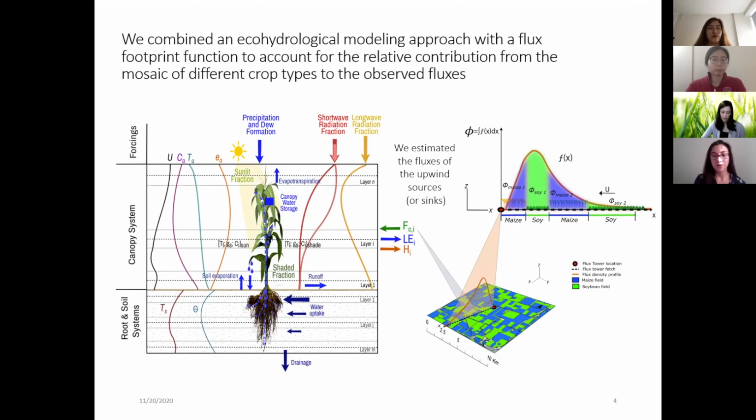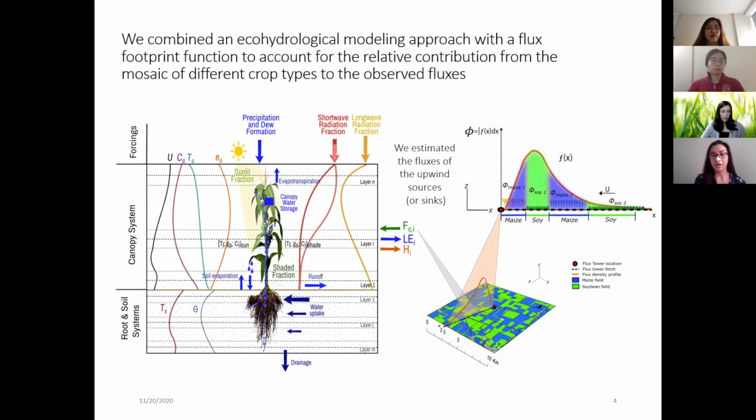The flux tower measurements are the combined response of the fields that are intersected by the fetch. That integration of the fluxes generated by the contributing fields as a function of the distance from the tower is what is going to provide us the total flux.